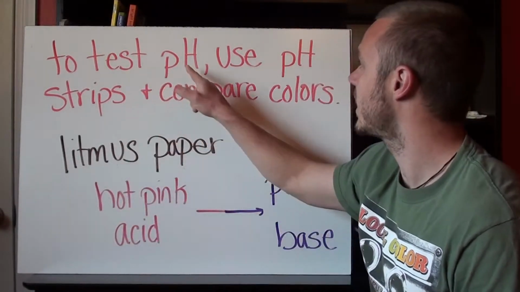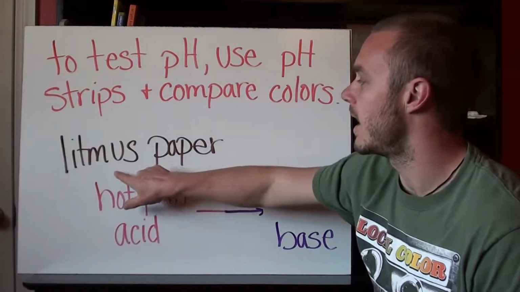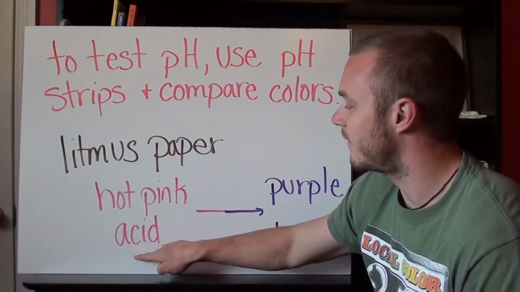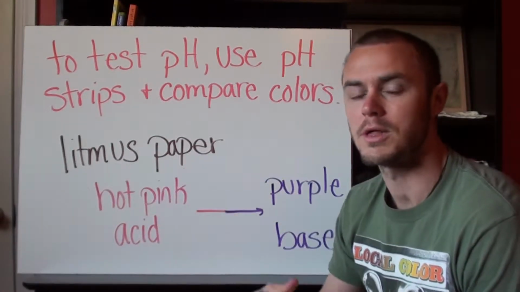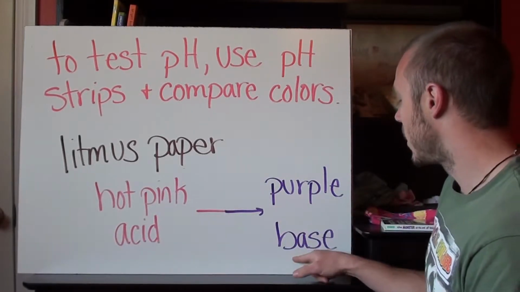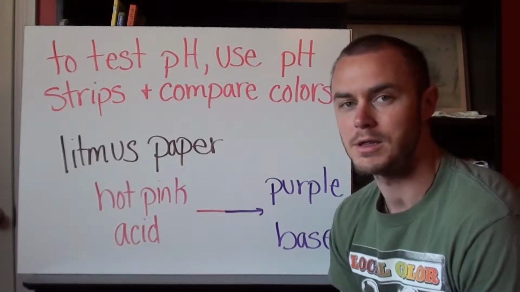To test pH, we use pH strips and compare the colors. In our class, we'll be using litmus paper, and on our litmus paper, if it's an acid, it is a hot pink color, and the hotter the pink, the more acidic it is, the closer to 1. And if it turns purple, then it is a base, and the darker the purple, the stronger the base it is.